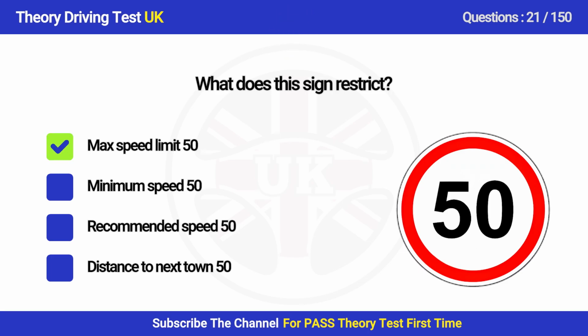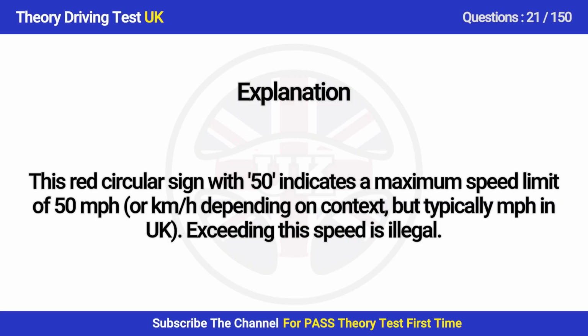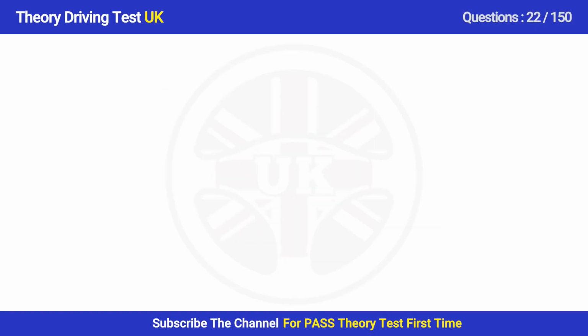Answer is A. Max speed limit 50. This red circular sign with 50 indicates a maximum speed limit of 50, depending on context, but typically exceeding this speed is illegal.